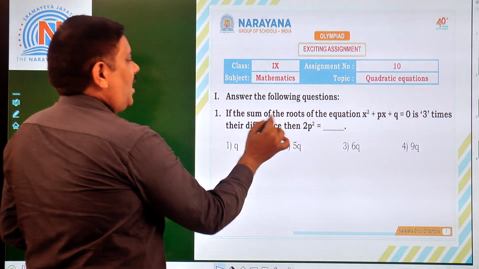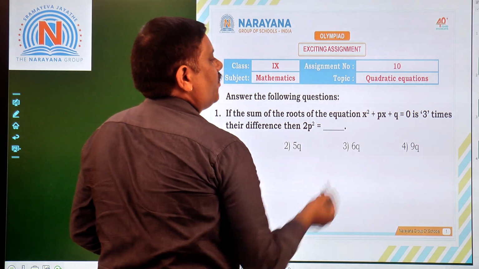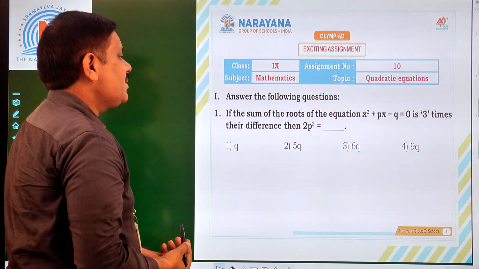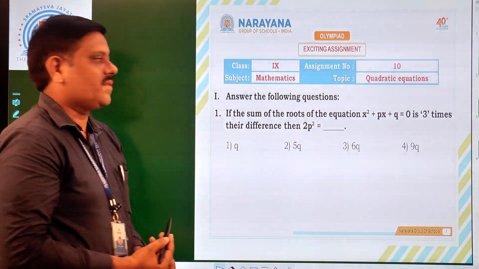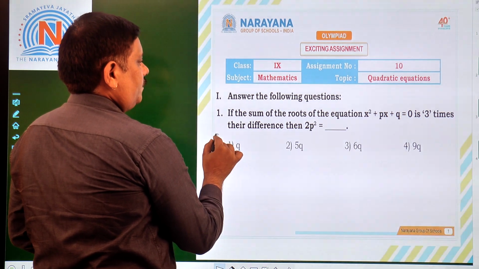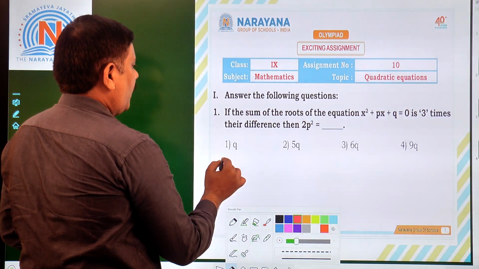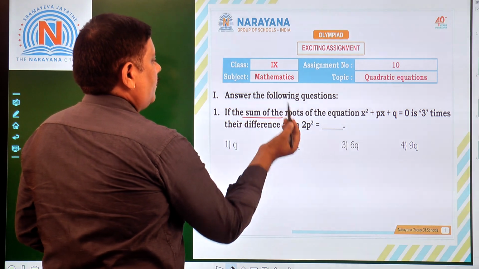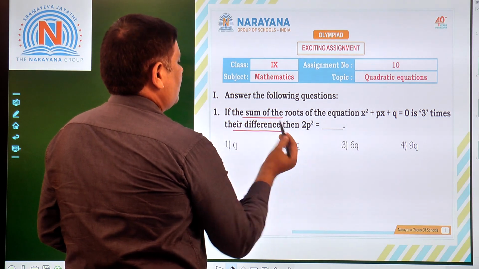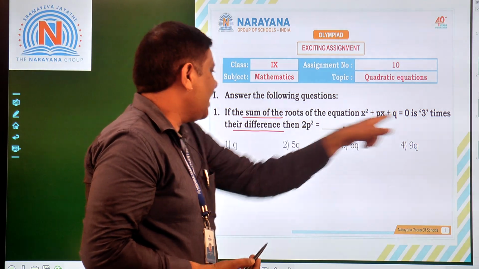If the sum of the roots of the equation x square plus px plus q is equal to 0 is 3 times their difference, then what is 2p square? Sum and difference of the roots, and the relation is that the sum of the roots is 3 times the difference.